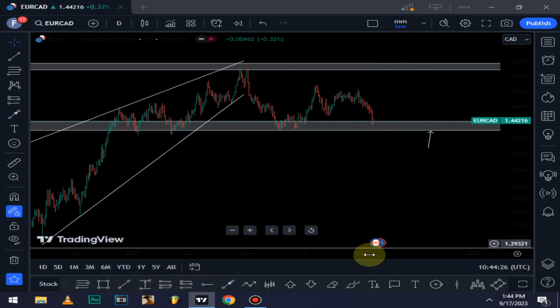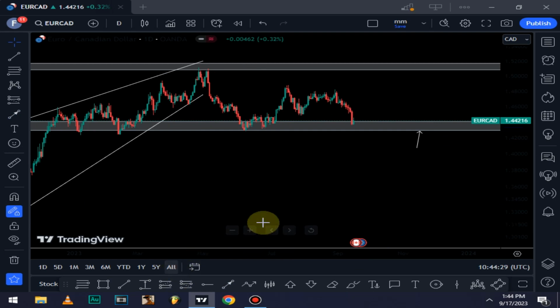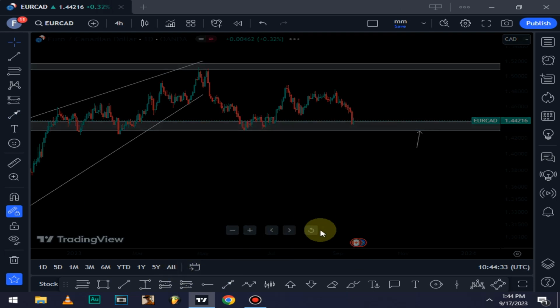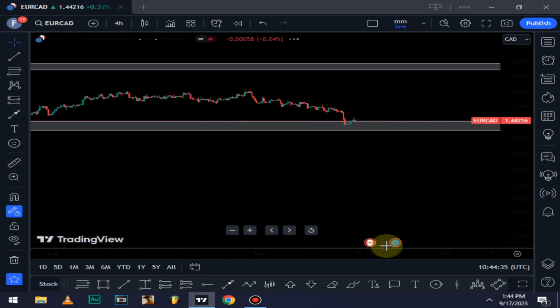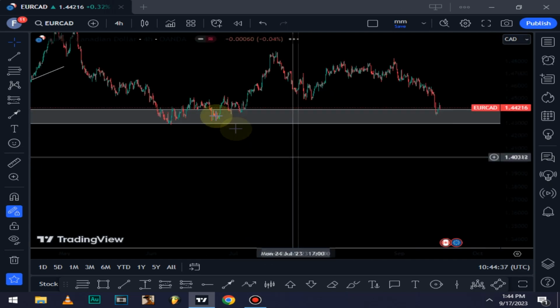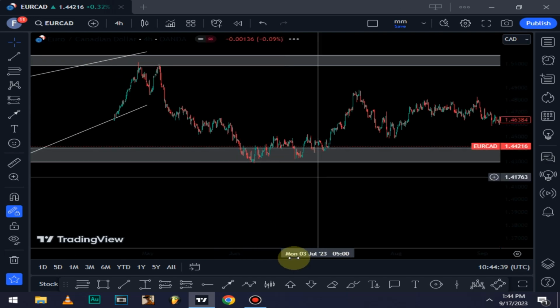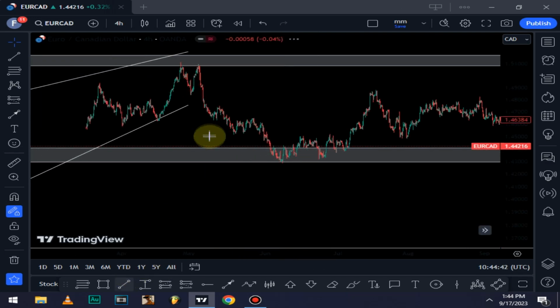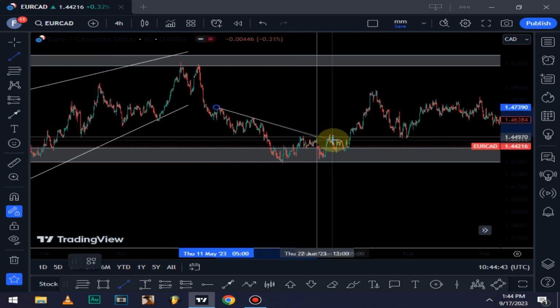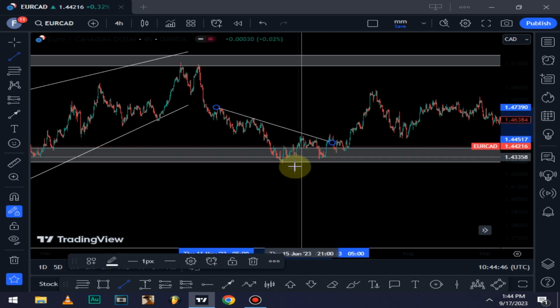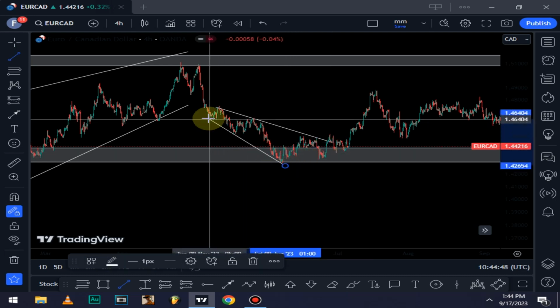Price has respected that zone for some time. All right, so that's what's up. Let's head over to the H4. The same way I'm doing this analysis, guys, you might also maybe look at other pairs and try to see if you can get something. All right, look at that.